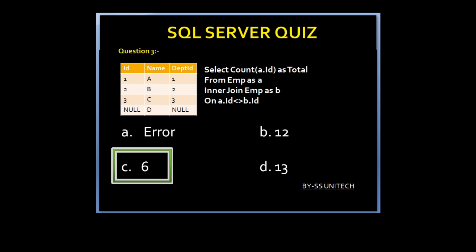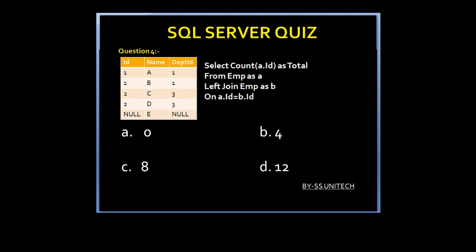So for ID 1 we will get 2 rows, for ID 2 and 3 again we will get 2 rows each, and as we have discussed, null values will not participate in joins. So total rows returned will be 6. So option C is true. Let's move to another question. So this is your question and your time starts now.